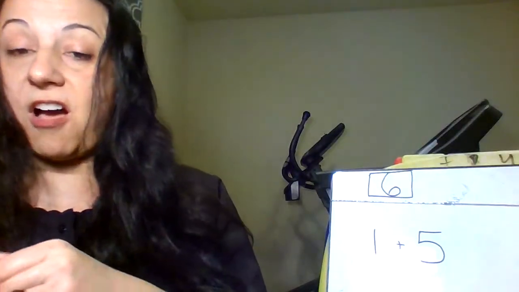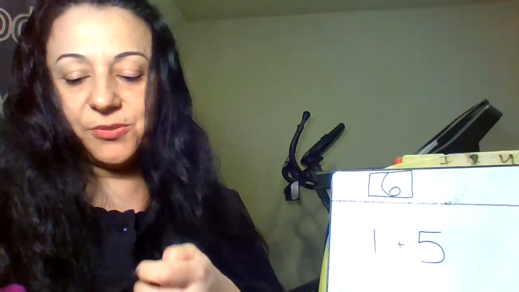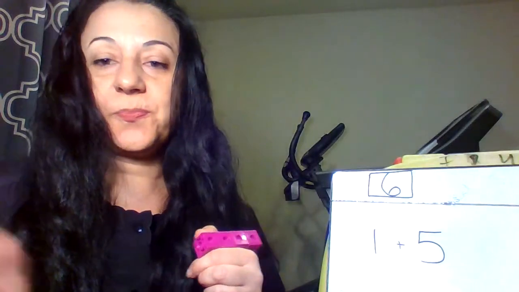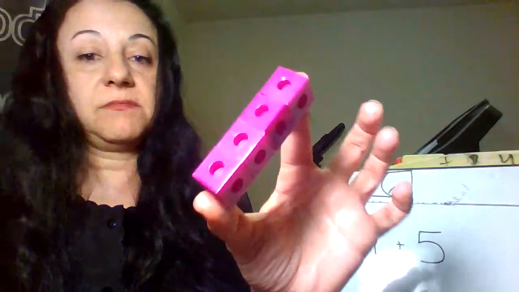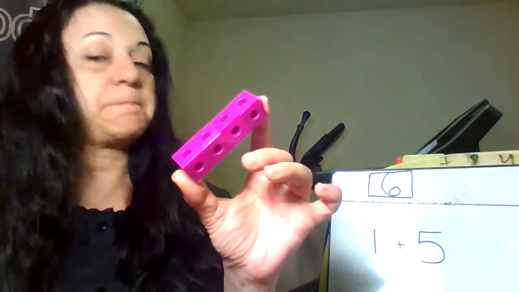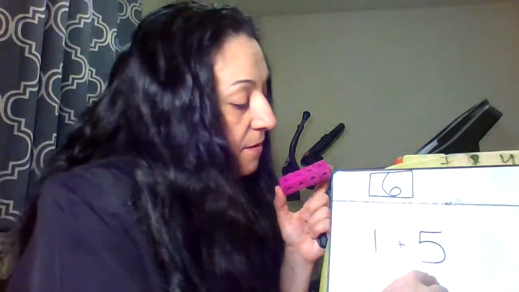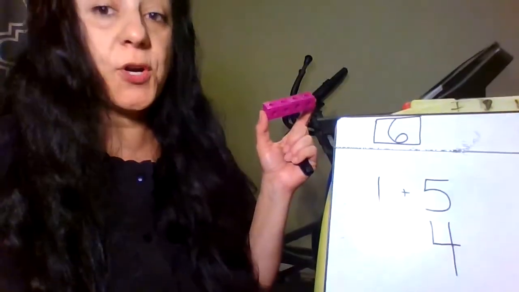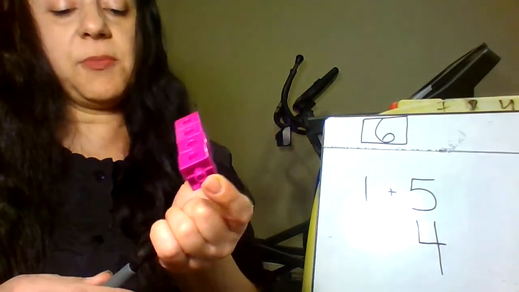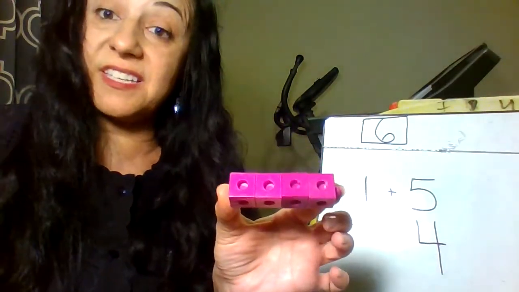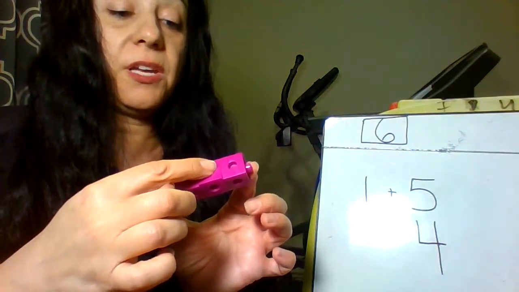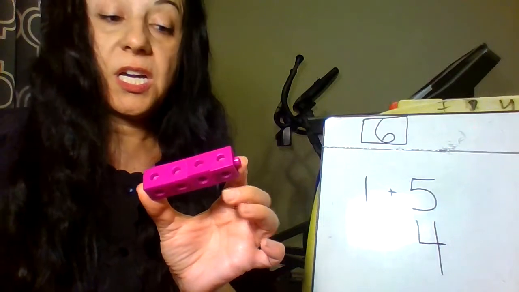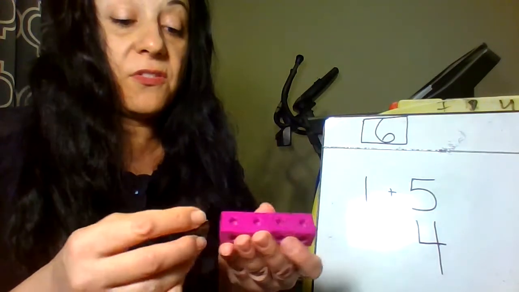Alrighty, so let me take off the brown and another purple. This time, I have 4 purple ones. Okay? 4 purple cubes. How many brown ones do I need to make 6? 1, 2, 3, 4. If I add 1 more, it makes 5.